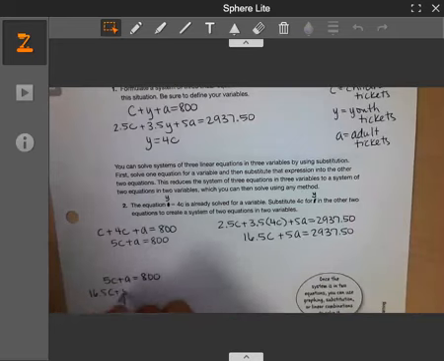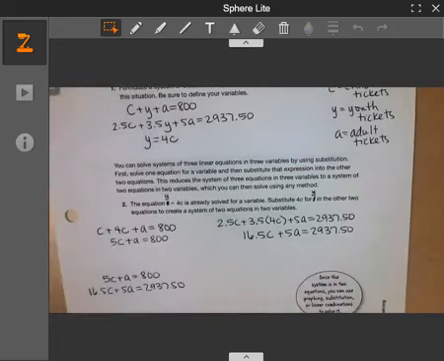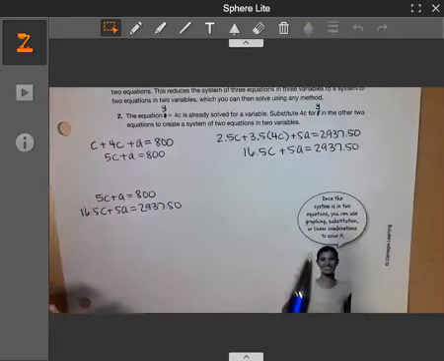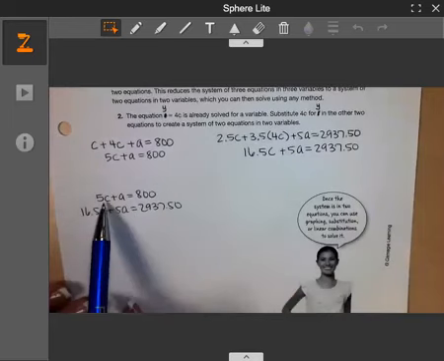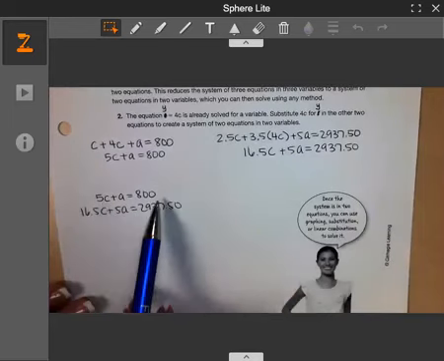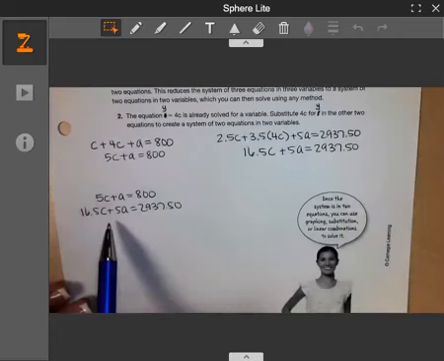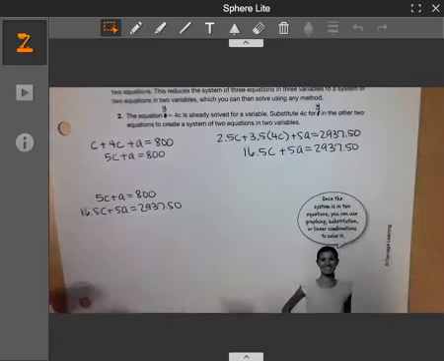At this point, you pick whichever method you want to solve. You can go ahead and use substitution again. We can solve for A here, subtract that 5C to get it to the other side, and then substitute 800 minus the 5C in the place of the A right there. Or we can go ahead and use elimination. I'm going to go ahead and do that one.